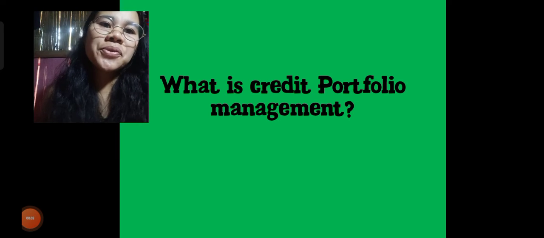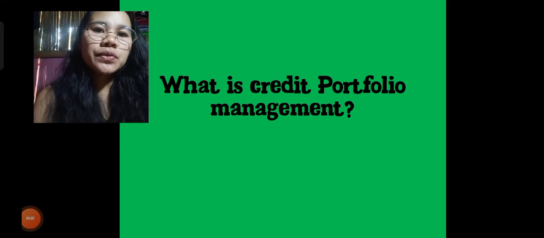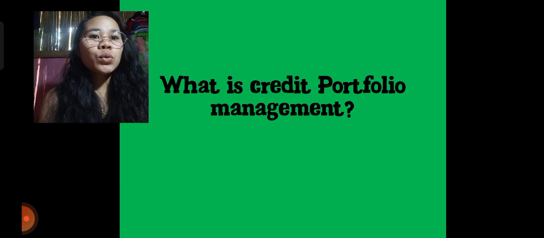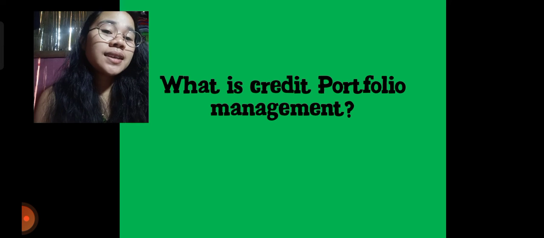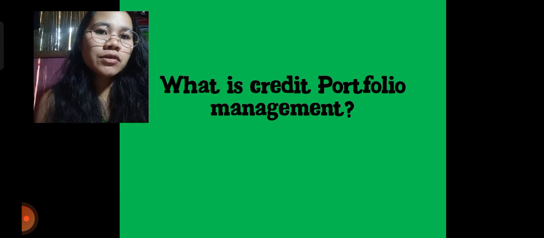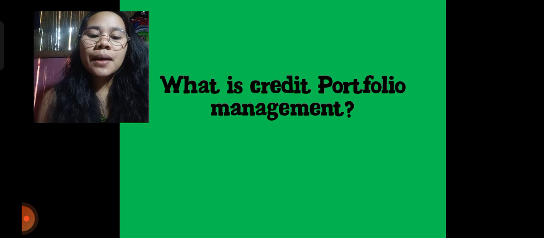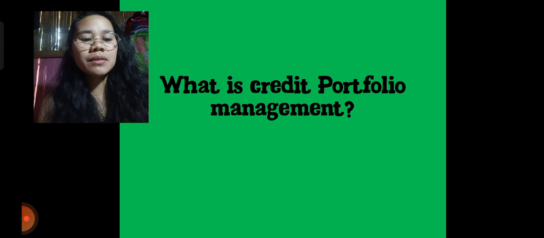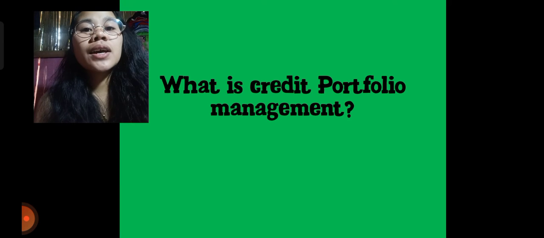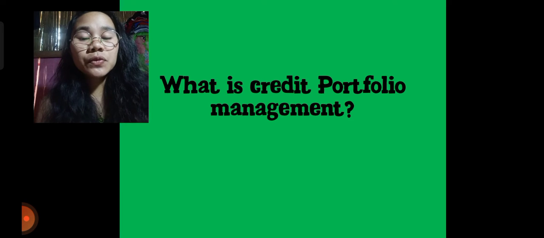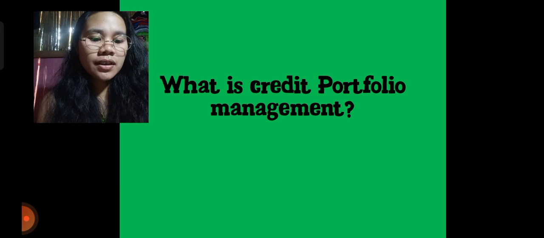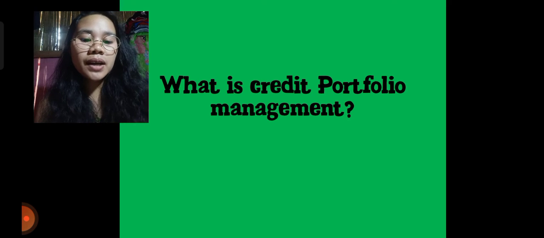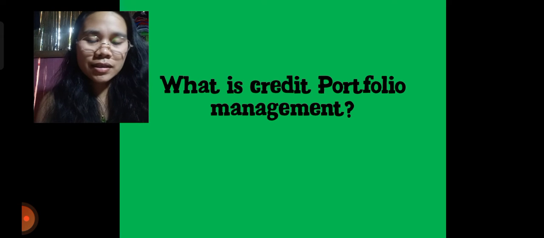So the topic that was assigned to me is credit portfolio management. So let's start. What is credit portfolio management? It refers to the process of building a series of investments based upon credit relationships and then managing the risk involved with the investment. A portfolio gains its profit, its value, from the interest from issued loans, but is susceptible to credit default.